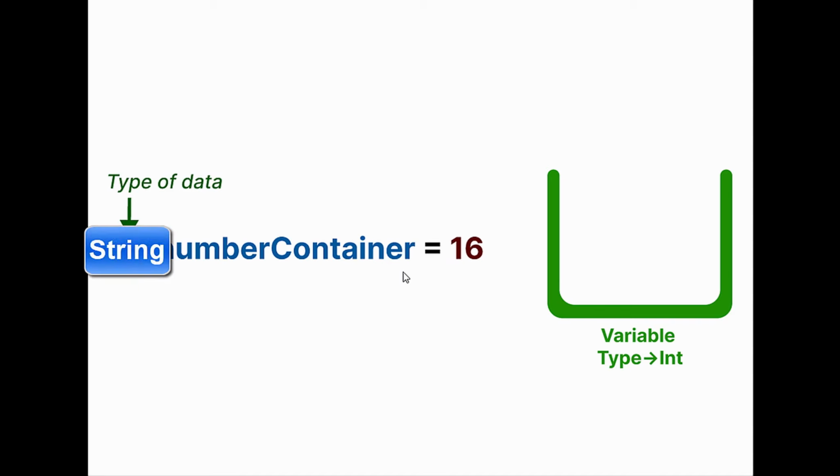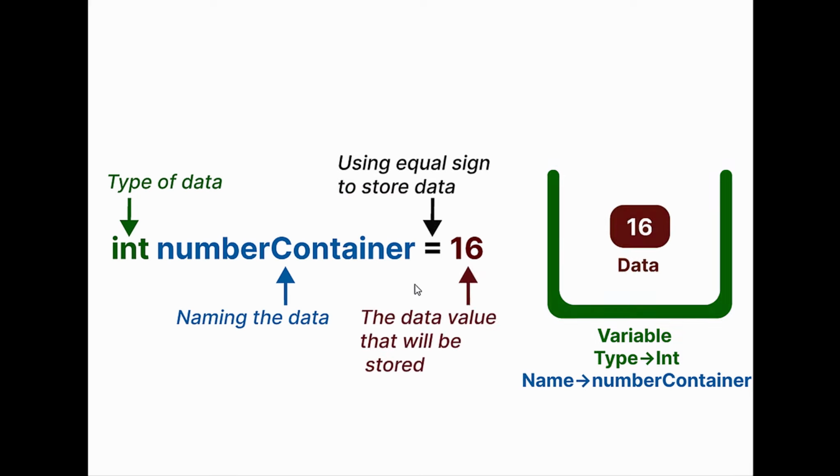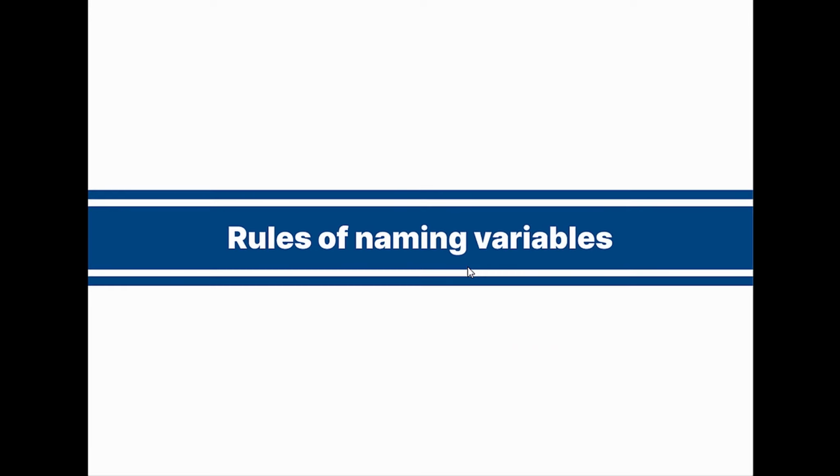Then, we need to pick a name for the data that we are going to store, and you can name it whatever name you want. And finally, we store the data inside this variable using the equal sign followed by the value of the data we want to store. I did tell you that you can name the variable whatever you want, but there are some rules you need to follow when naming a variable.